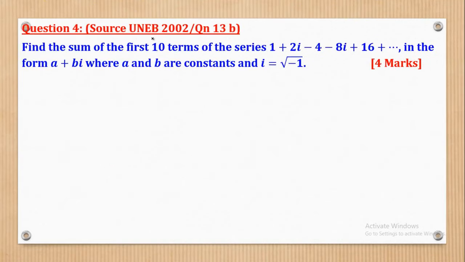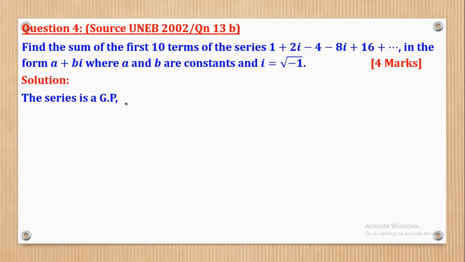Question 4 came from UNEB 2002, paper 1, question 13b, and says, find the sum of the first 10 terms of the series 1 plus 2i minus 4 minus 8i plus 16 plus dash dash dash in the form a plus bi, where a and b are constants and i is square root of -1. Now this one is under series. I think we already covered the topic of series in this platform, so I believe this question will not be a little hard, will not be complicated.